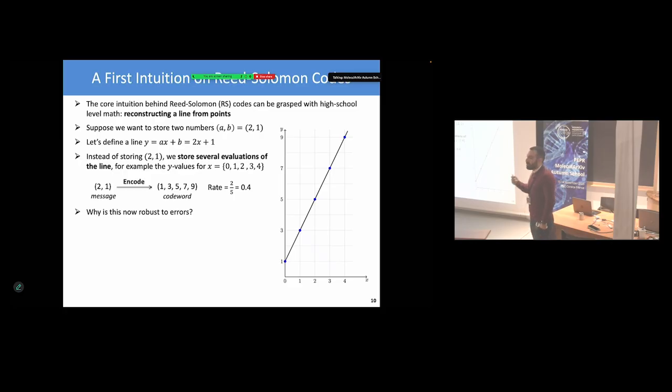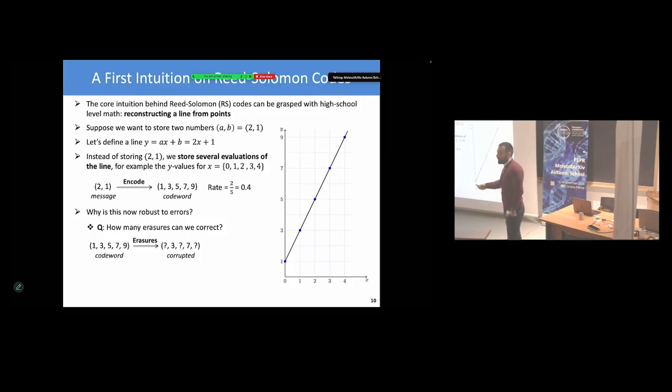So why is this encoded form of the message robust to errors? Let me ask a question. Let's talk about a specific type of error, erasures. If I have these 5 symbols stored and some of them get erased, they get replaced by some unknown symbol. Let's say the first, the third, and the 5th symbols were erased, 3 erasures, and I see the 3 and 7. Can I still recover my message?